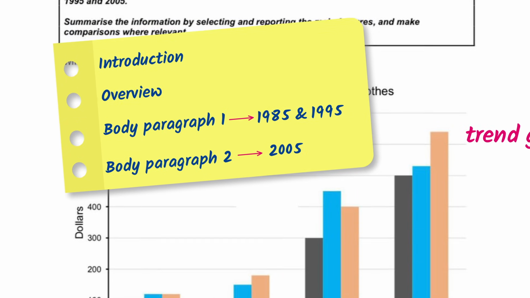I'm going to categorize data based on the dates, 1985 and 1995 in the first body paragraph and 2005 in the second body paragraph. And by doing this, I'm going to write about all the percentages, all the categories in each paragraph. So I'm going to compare them. In this way, we can compare data better. All right, when you talk about the dates and you write about all the categories in each paragraph, you can also talk about the changes much better.